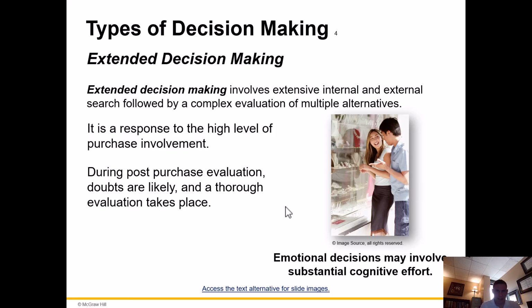And then also extended decision making. So extended decision making involves extensive internal and external search, followed by a complex evaluation of multiple alternatives. It's a response to the high level of purchase involvement. During post-purchase evaluation, doubts are likely, and a thorough evaluation takes place. So this is sort of the opposite of what we were talking about before. The person here is going to really do their homework. They're really going to pay attention.